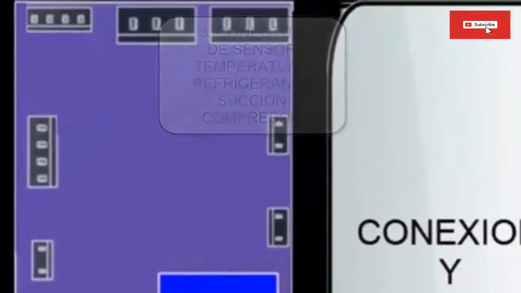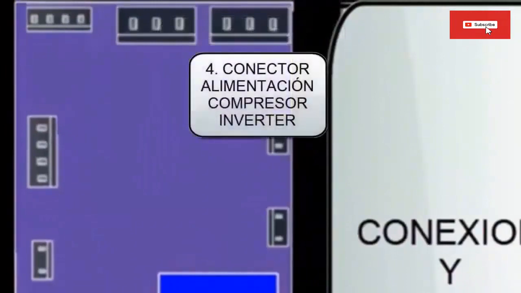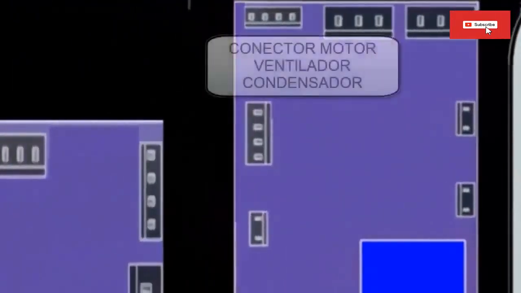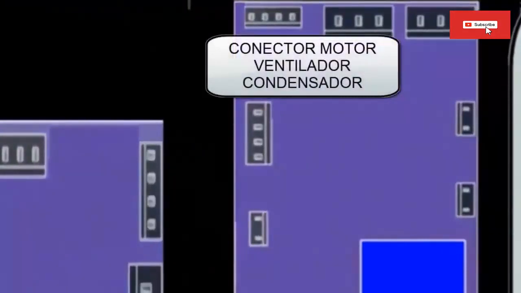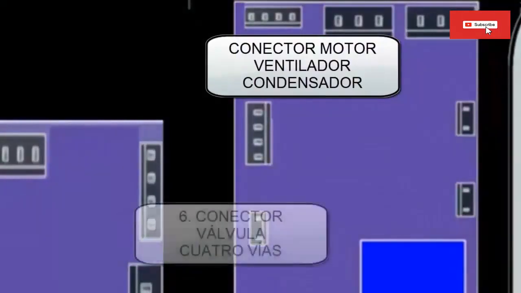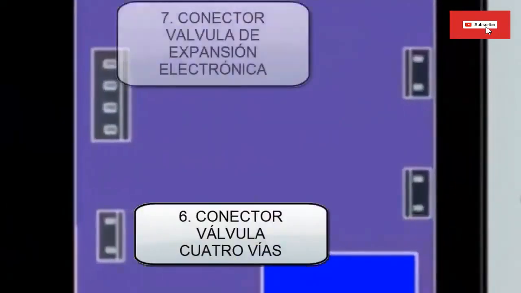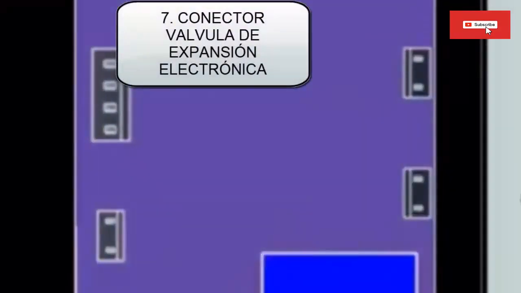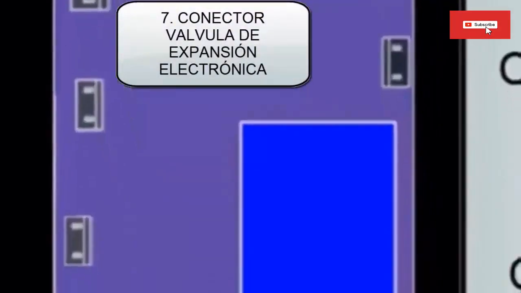4. Power connector for the inverter compressor with 3-phase current. 5. Connector for power supply and control of the fan motor of the condenser of the outdoor unit. 6. 4-way valve connector, in case the equipment works in heating mode. 7. Electronic expansion valve connector.